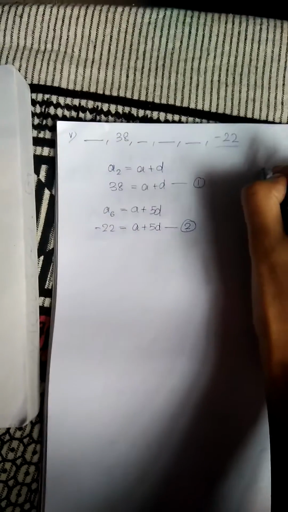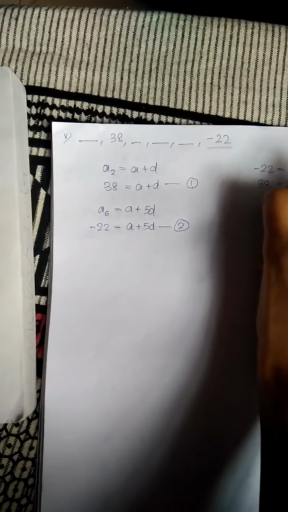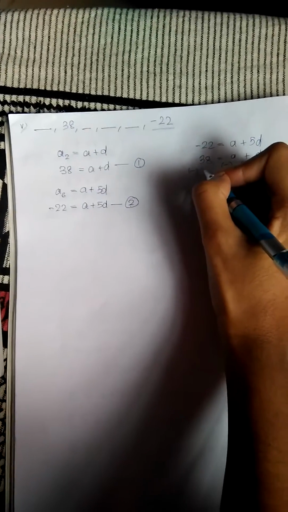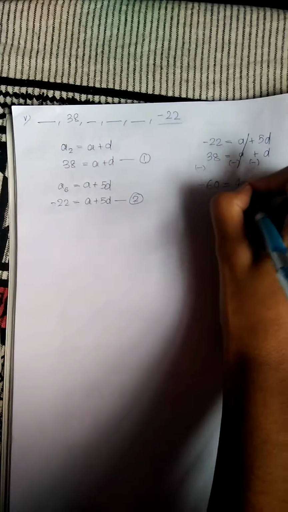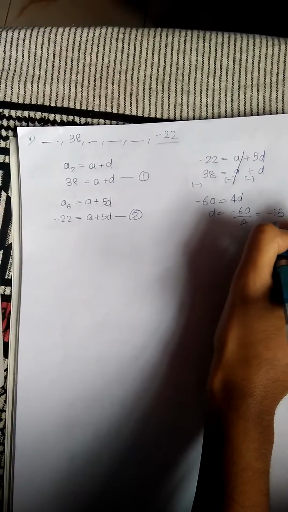Now let's subtract equation 1 from equation 2 in order to get the common difference. Minus 22 equals a plus 5d, 38 equals a plus d. Let's change the symbols. Minus 22 minus 38 gives you minus 60. A and A get cancelled. 5d minus d is 4d. So d equals minus 60 by 4, that is minus 15. Now I know the common difference.